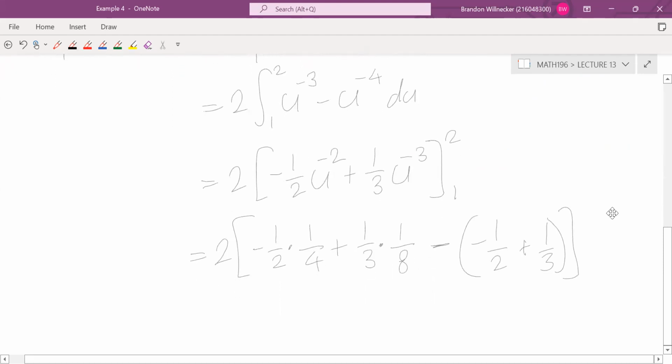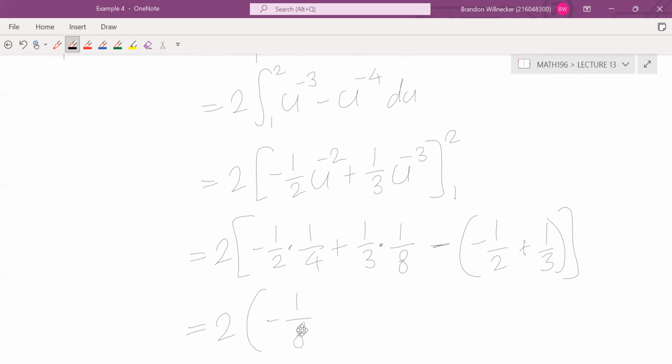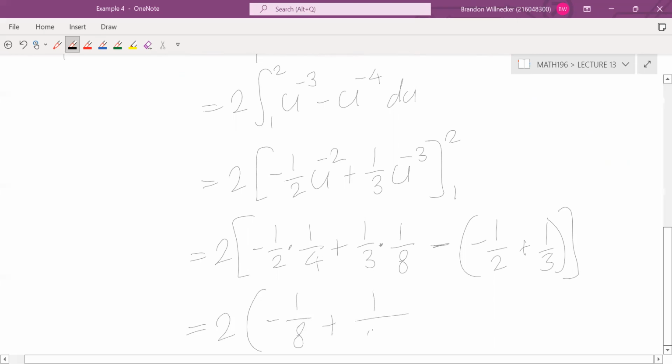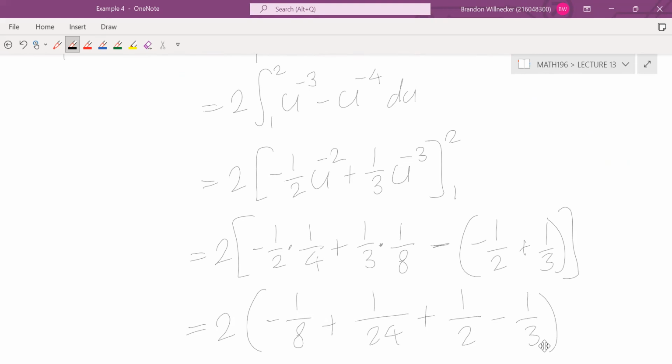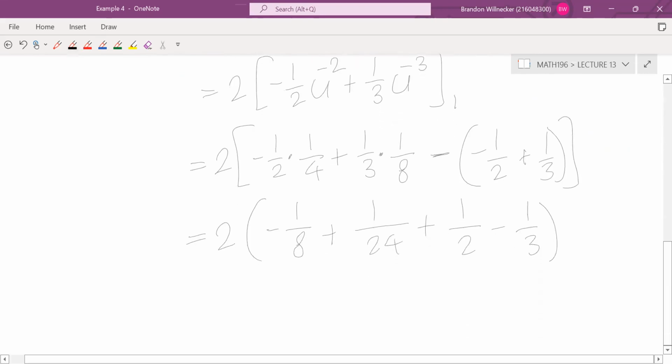Okay, good. So let's write everything out. So this is going to be 2 times minus 1/2 times 1/4. That's going to be minus 1/8. Then 1/3 times 1/8. That's going to be 1 over 24. Then we're going to have plus 1/2 and minus 1/3. So that's just writing everything out nicely. So this is going to be 2 times.